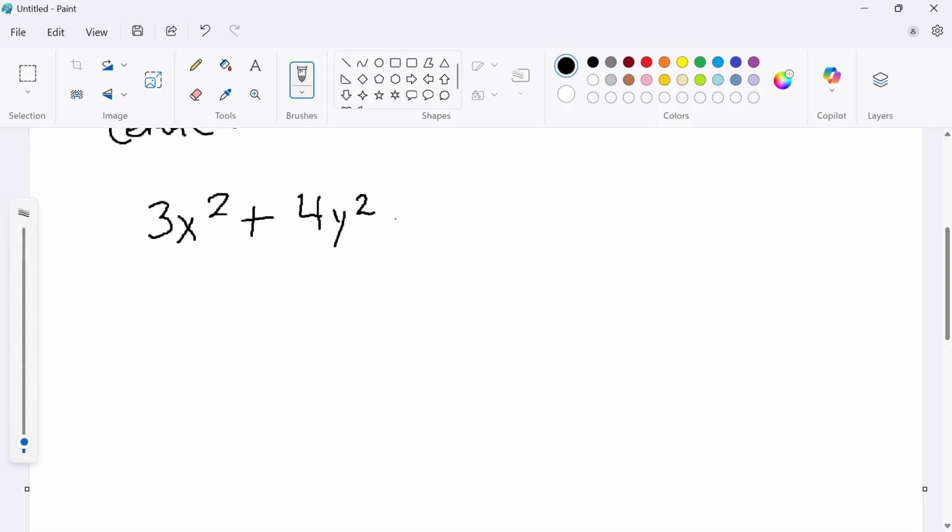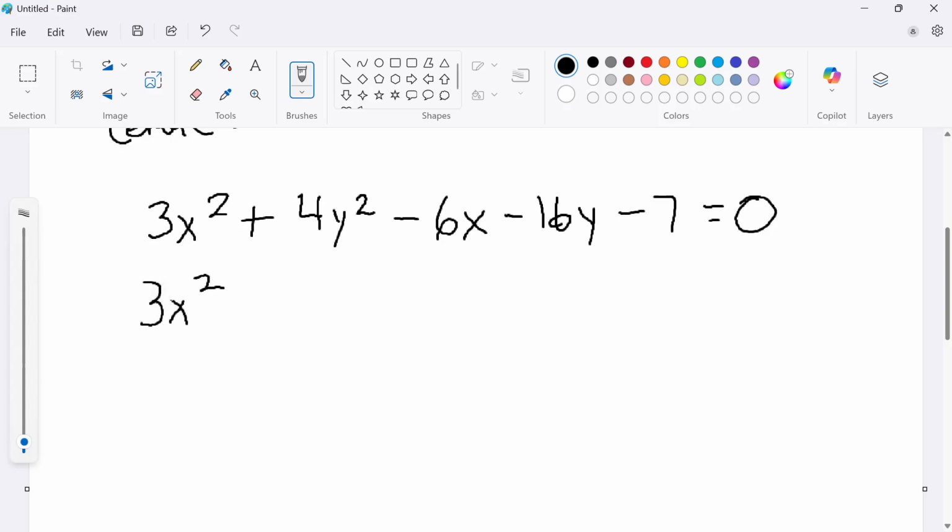I'll put minus 6x minus 16y minus 7 equals 0. Okay, so now I'm going to collect my x's and y's and put the 7 on the other side. 3x squared minus 6x. I want them together. And then I'll put plus 4y squared minus 16y. And then I'll put equals 7.